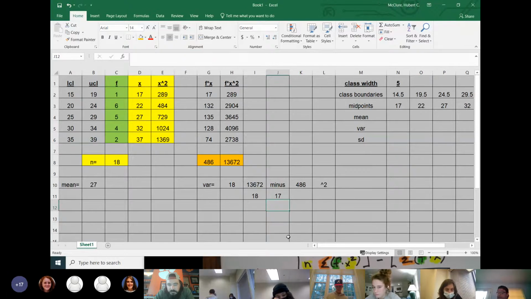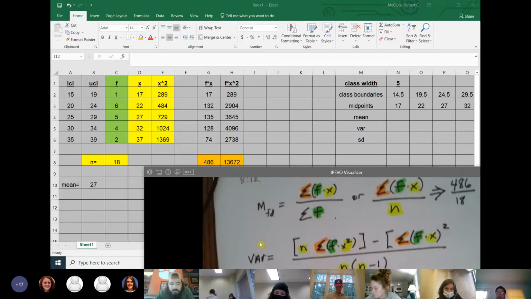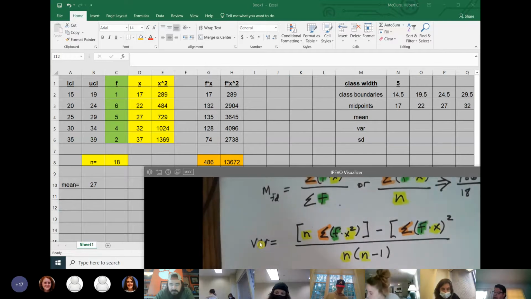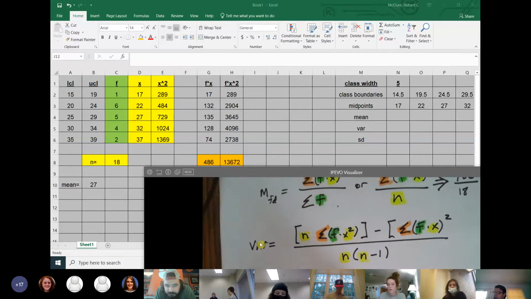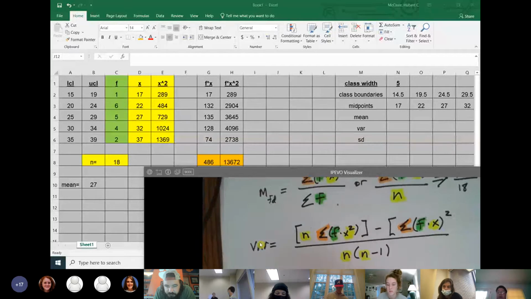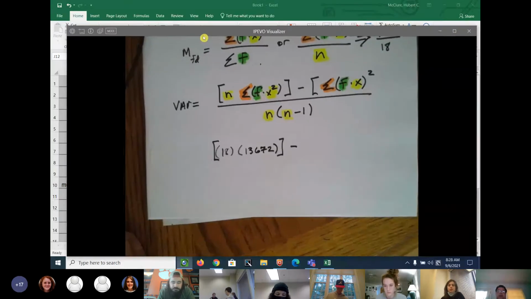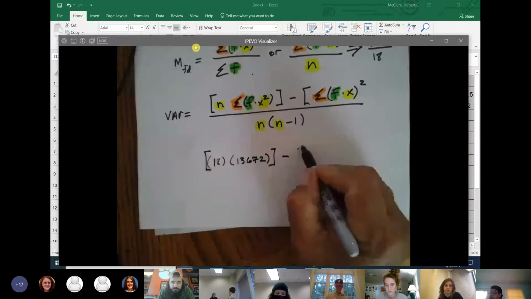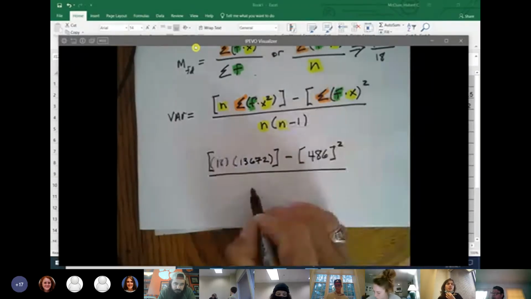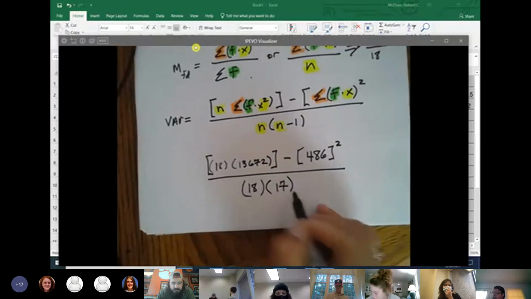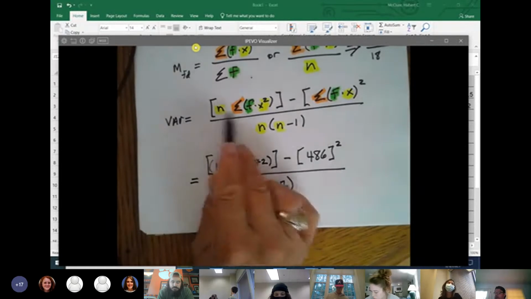I'll do it here too. There's 18 times the summation of f times x squared, which is 13,672, minus 486 raised to the second power, all over 18 times 17. All you've got to do is read the formula.